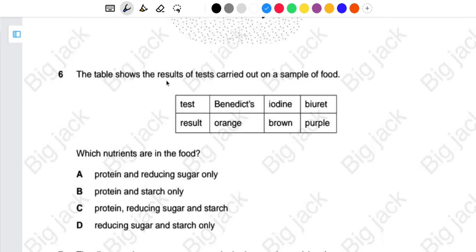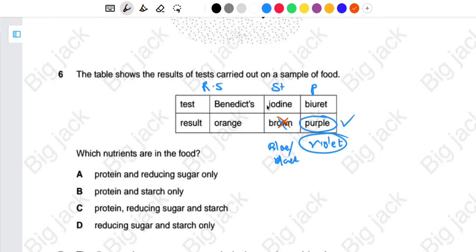The table shows the results of tests carried out on a sample of food. Benedict's solution we use for reducing sugar. Iodine we use for starch. Biuret we use for proteins. When proteins are present, we see a violet or purple color, so proteins are present here. For starch, when it is present you see blue-black, and when it is absent you see brown. So it is absent.